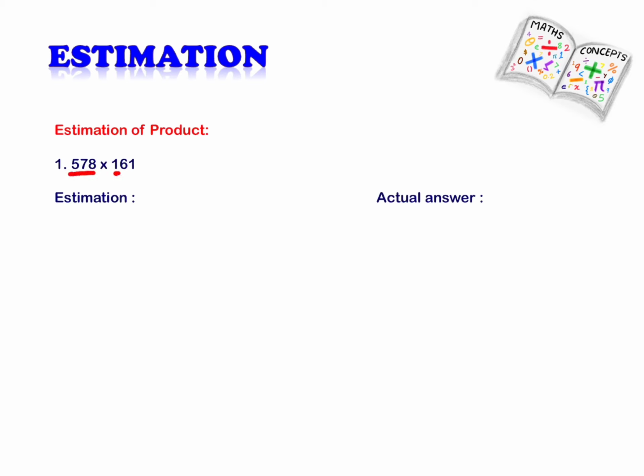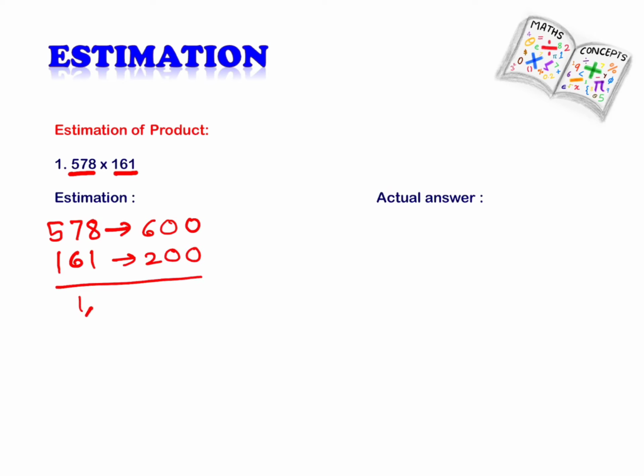578 into 161, both numbers are 3-digit numbers. We will round them off to nearest hundreds using generic rule. So 578 becomes 600 and 161 becomes 200. So our estimated answer would be 1,20,000, the multiplication of 600 and 200. Now let's see what is the actual answer.